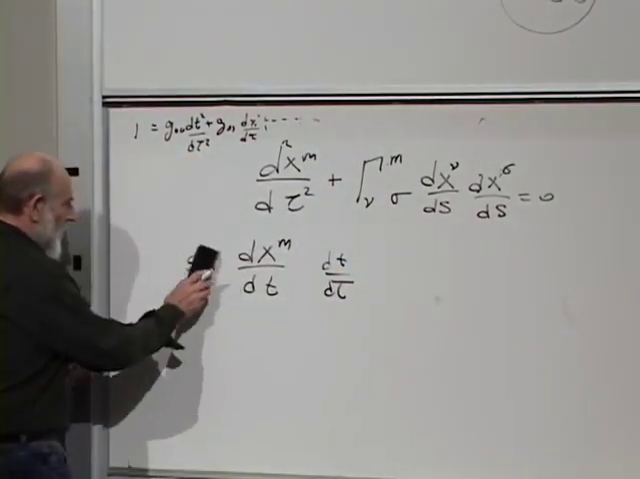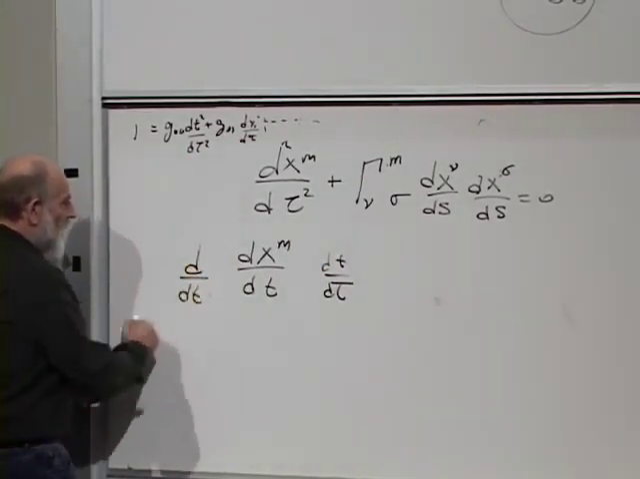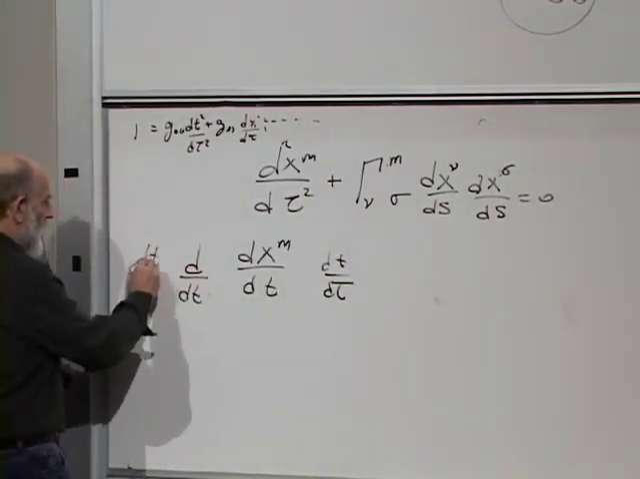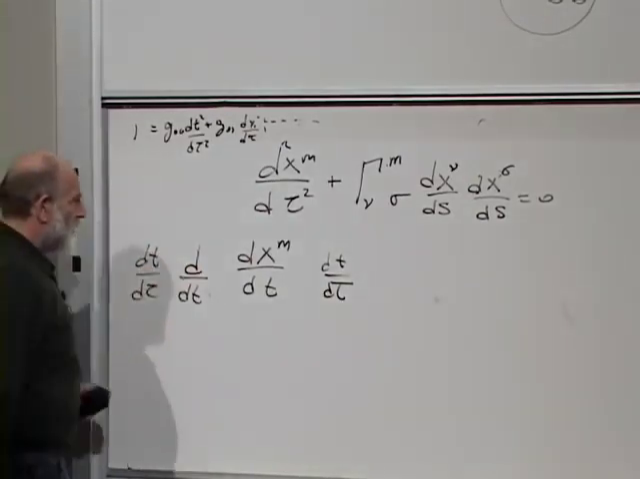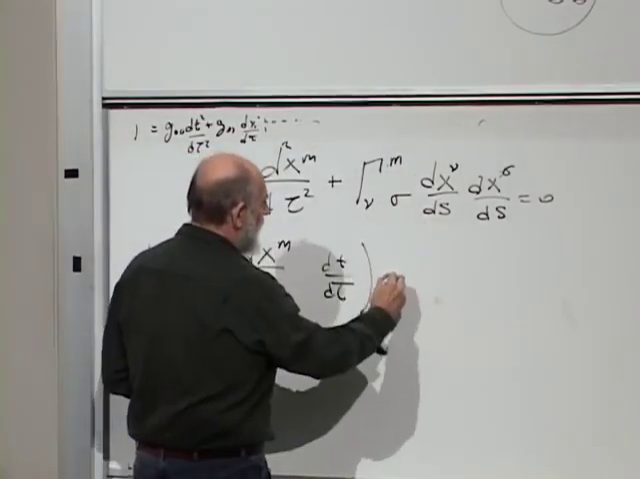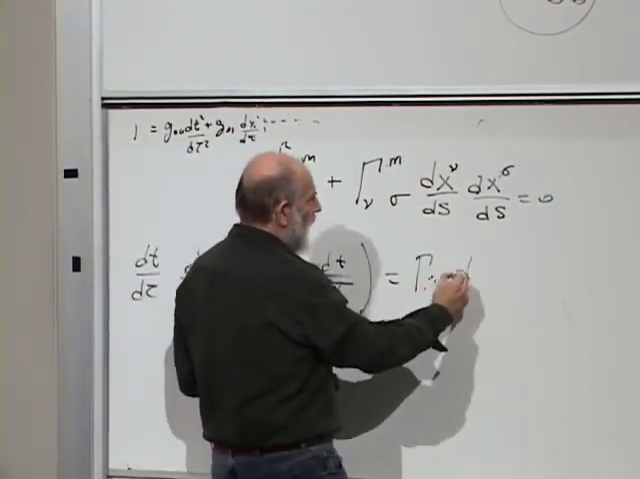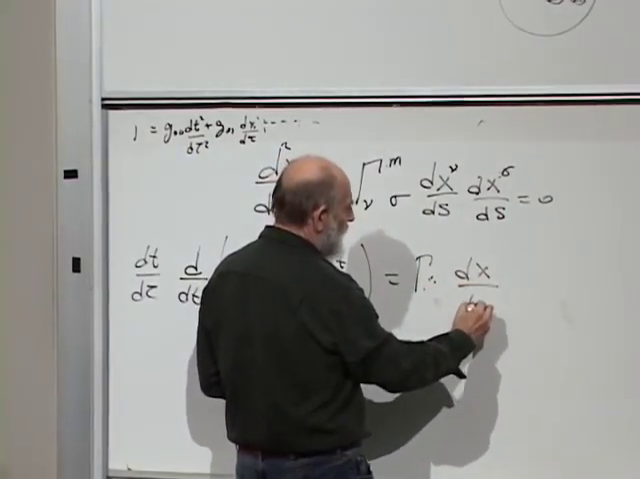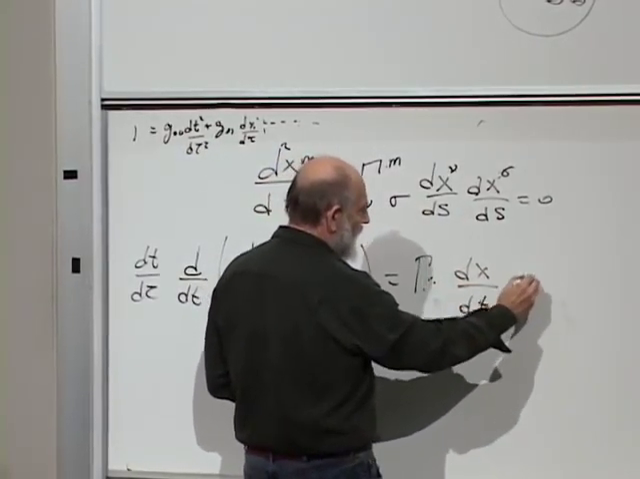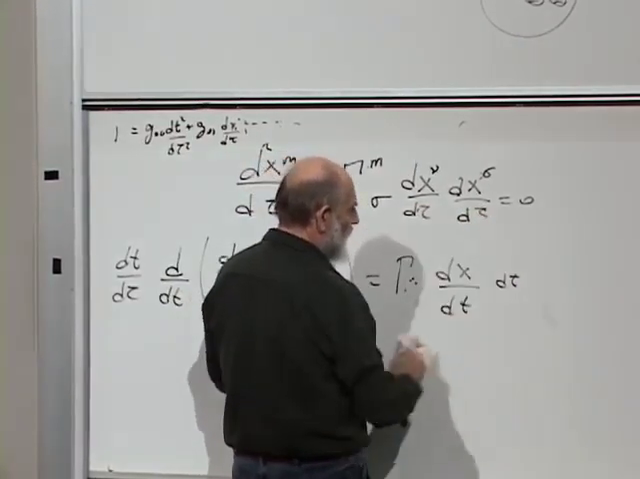And then we do the same thing again. d by d tau is d by dt times dt by d tau. Do the same thing here. Gamma dot dot dot, and instead of writing dx by ds, we write dx by dt, dt by d tau, sorry, tau. I'm getting myself mixed up.